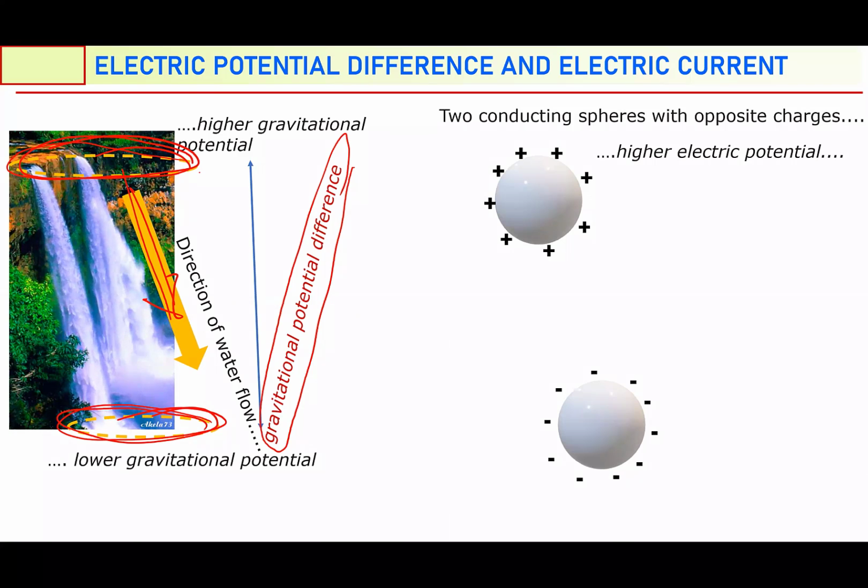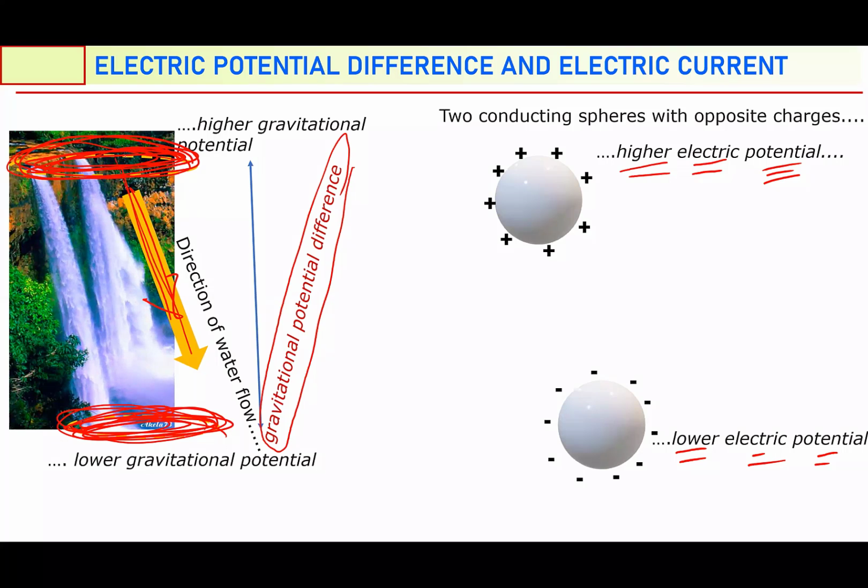When I connect these two spheres with a conductor, there will be electric current because one of the spheres is at a higher electric potential. Which one? The positive sphere will have a higher electric potential. The negative sphere will have a lower electric potential, just like water flow. One position has a greater gravitational potential, the other a smaller one. So water flows from higher to lower. A similar thing happens in electricity as well.